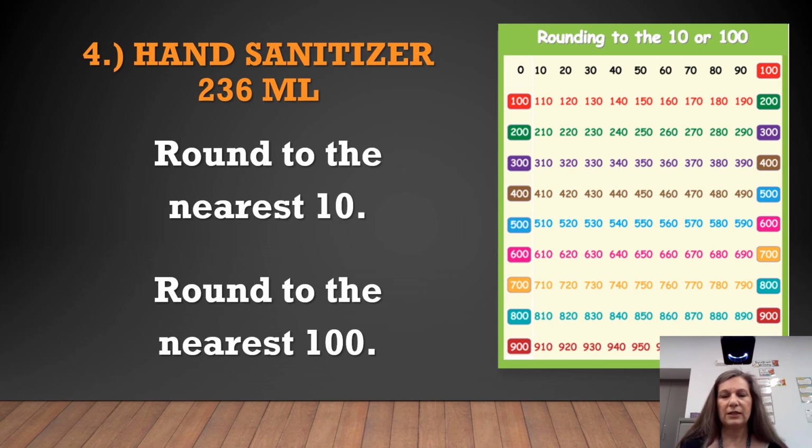Rounding to the nearest 100, if we look at where it lies between the hundreds, it's going to lie between 200 and 300. However, we notice that if we look at the place value to the right, it's less than 5, which is 30. So that tells us that we're going to round down to the lower 100, which is 200.